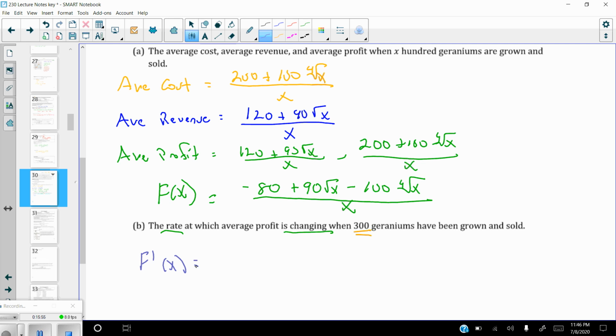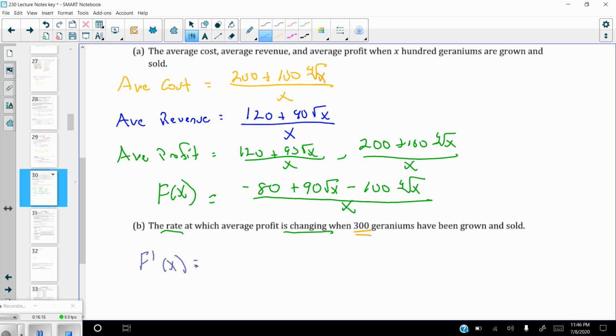Well, this is a quotient. We can do a quotient rule here. Technically, we don't have to. If you can do some algebra up front, you could divide everything by x, and maybe that's easier for you, but we have a quotient. We just learned the quotient rule. Let's use it. So we're going to take the derivative of the top.